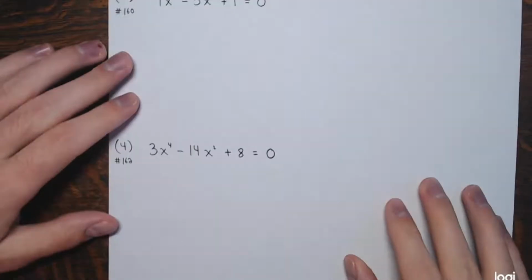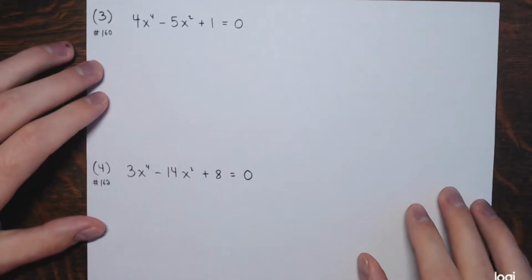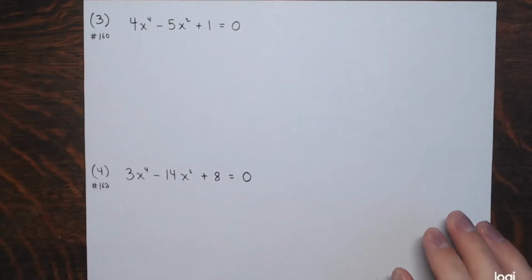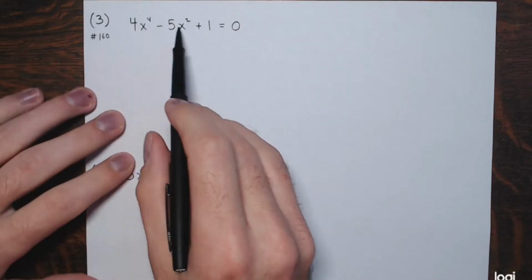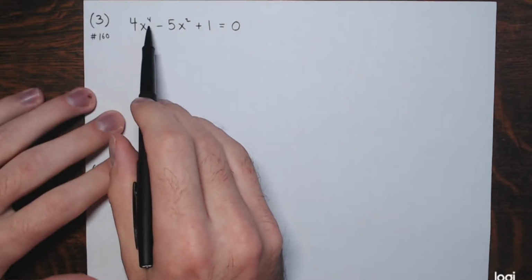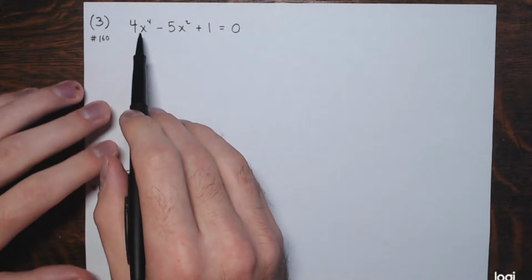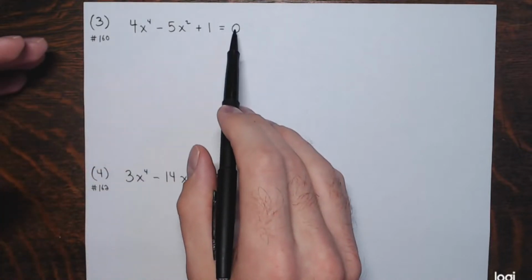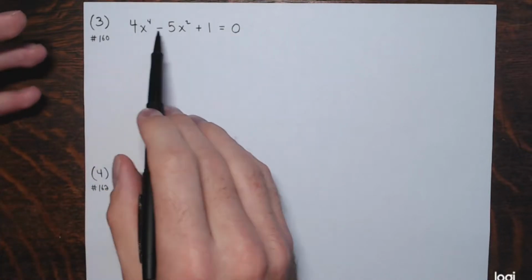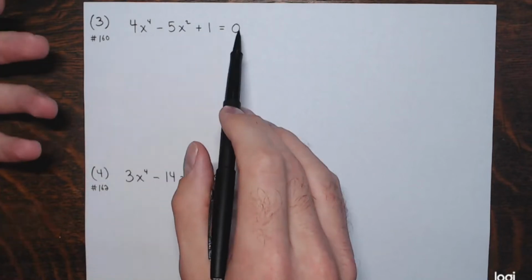So the next question is, again, very similar. We have another quartic equation. Degree 4 is the highest power of x we're seeing. But it's already set up the way that I want, where everything's on one side in descending order and then 0 on the other.